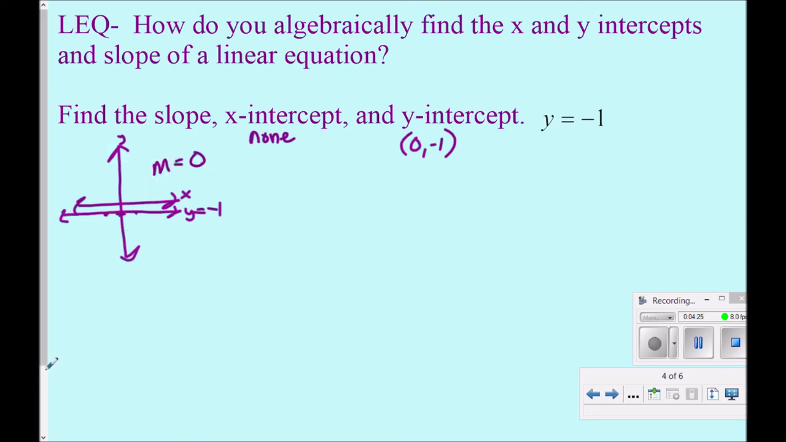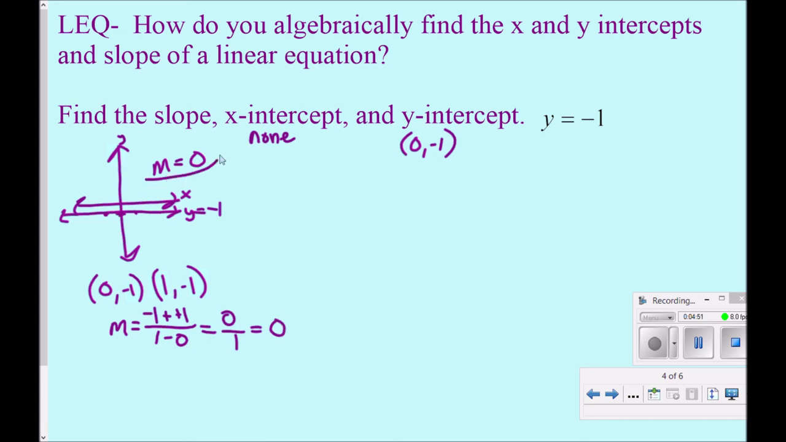If you didn't remember that, then take 2 points like (0, negative 1) and (1, negative 1) and calculate the slope. So change in y, negative 1 minus negative 1 over change in x, 1 minus 0. 1 minus negative 1 is 0. And 1 minus 0 is 1. 0 divided by 1 is 0. So it has a slope of 0. Or counting from one point to the next, rise is 0, run is 1. So 0 over 1 is 0.